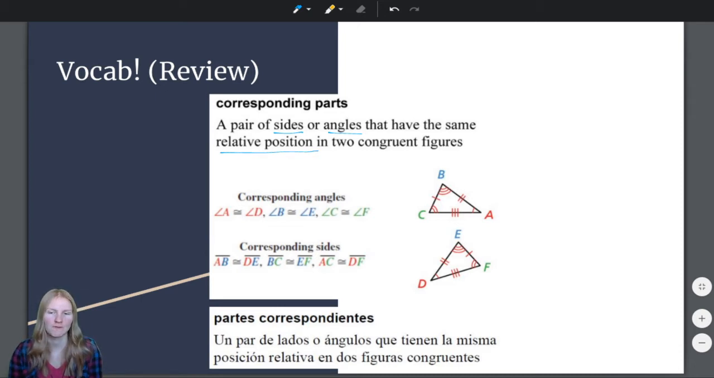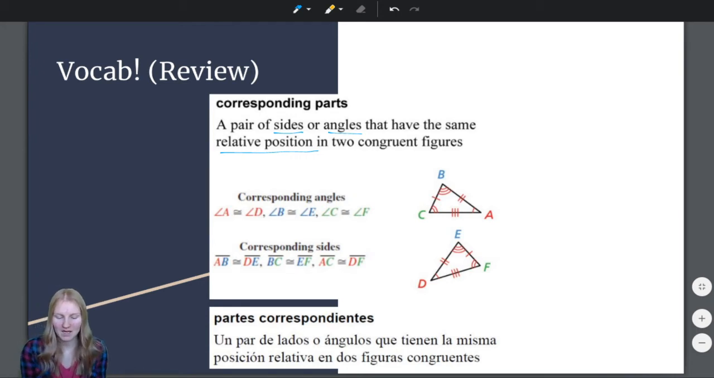in two congruent figures. So angle A is corresponding to angle D because they're both the smallest angle in the shape. Angle B and angle E are corresponding because they look like the biggest angle in the shape. And then DE and AB are corresponding because they're both the side in between the smallest and the biggest angle, etc., etc. So if you want to know more about corresponding parts, you can watch that video. Link in the description for section 5.2.